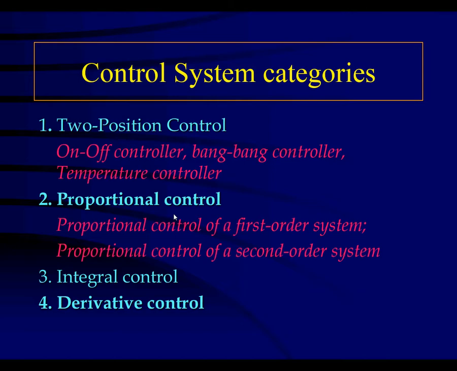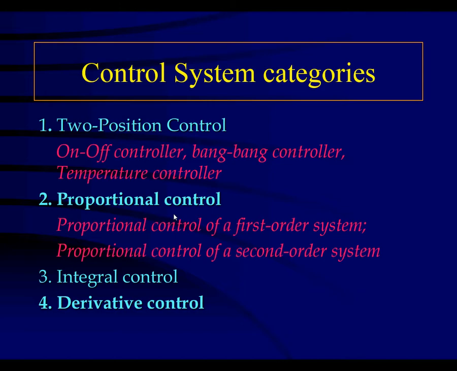Okay, so if we look at this, the two-position control is just like an on and off switch. With proportional control, the more error that exists, the more control I'm going to give. So the control signal is proportional to the error.